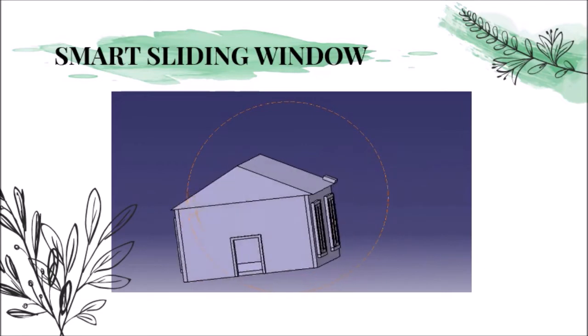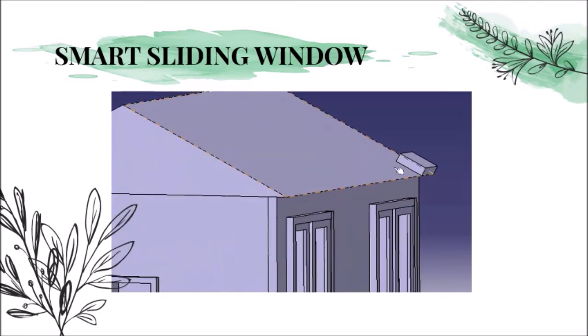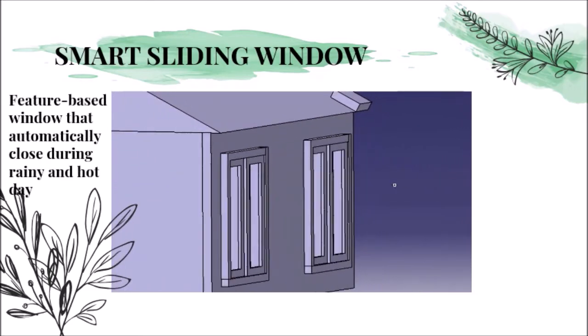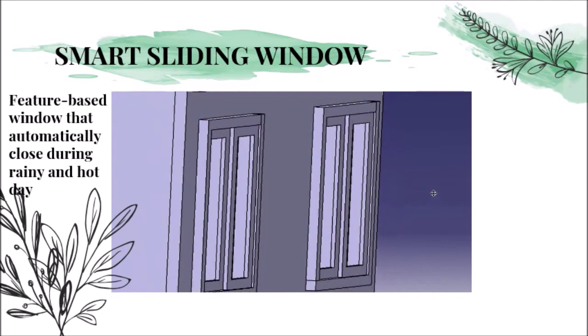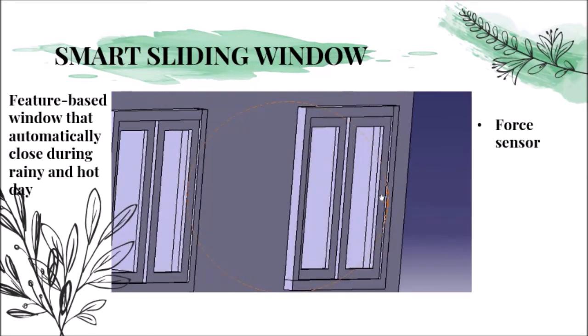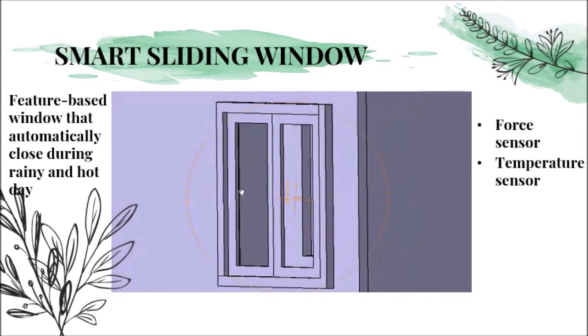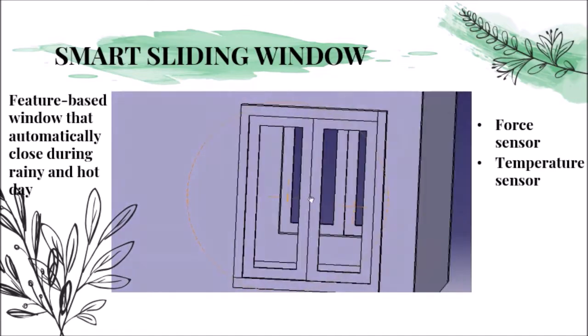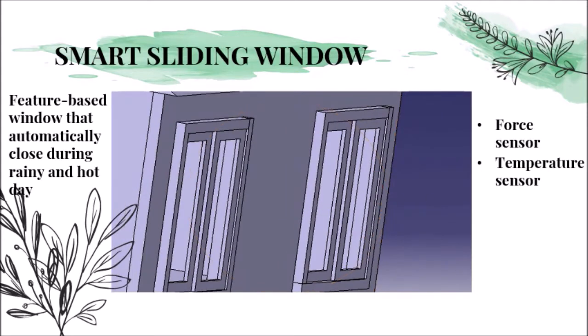What is a smart sliding window? Allow me to explain. A smart sliding window is a picture-based window that can automatically close during rainy and hot days. We use a force sensor to detect the raindrops and a temperature sensor that will send the weather temperature to close the window. Nowadays, users demand something that can be easily used without wasting their time and energy as they are getting busier doing something more important.